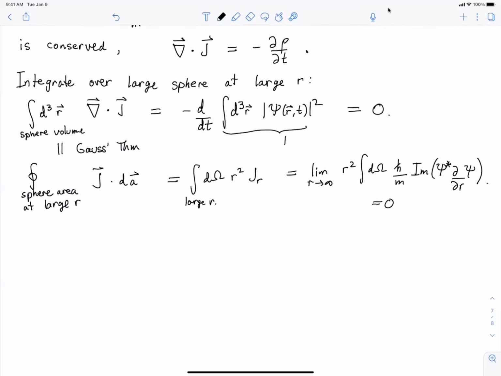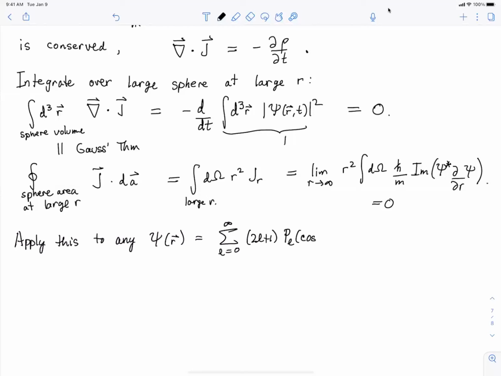All right, now it's finally time to plug in our wave function. So we are going to apply this to any wave function psi of r, which is going to be a sum over L's. And the L's are all independent because of conservation of angular momentum. So it looks something like that, PL cosine theta. And then there's some amplitude to have a spherical outgoing wave, e to the i kr over r, and some amplitude b sub L to have an incoming wave.